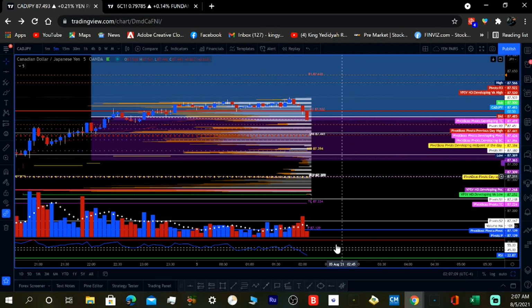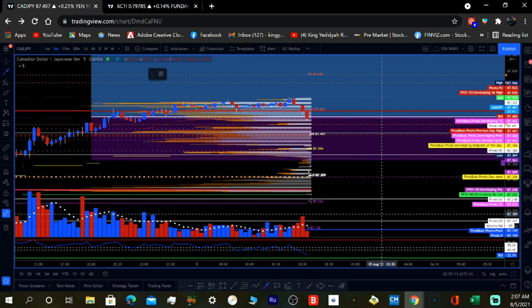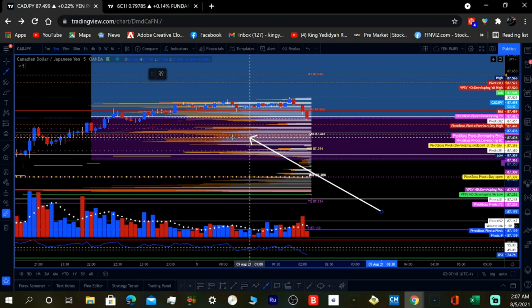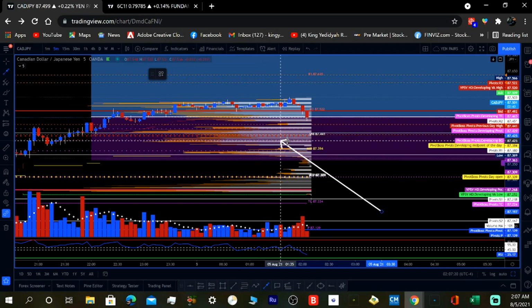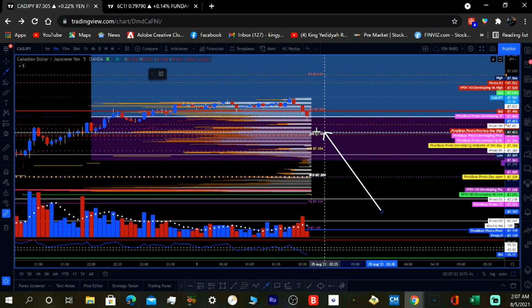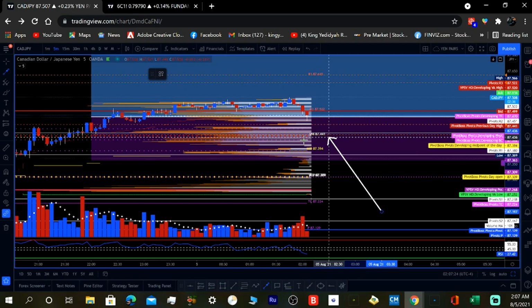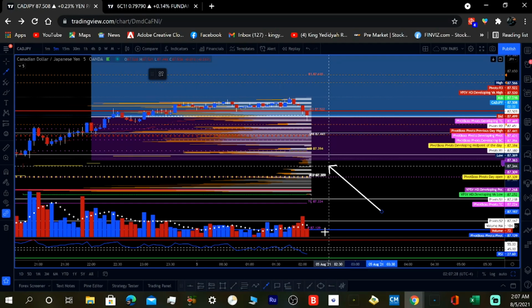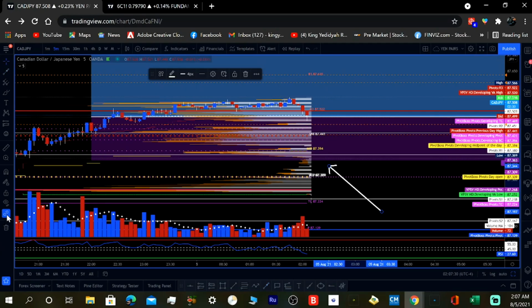Let me take out my arrow. Right, so you see the red crosses right here. That's yesterday's high. You see it's labeled here YHI. Right, so that's yesterday's high. Alright, so we're getting some support now coming in. You see we have heavy volume right here.